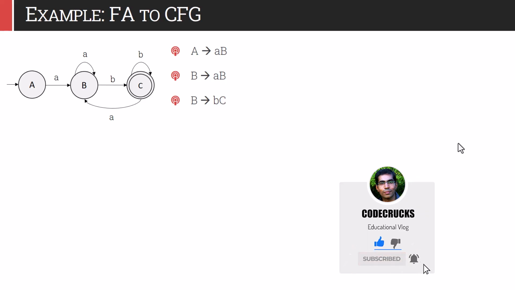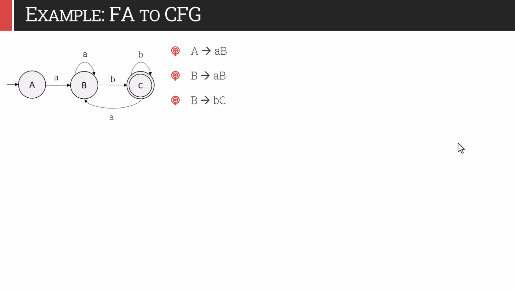Whenever a transition is leading to a final state, we also have to add one additional production. That will be simply B gives b. Whatever symbol we are reading while going to the final state, we add that symbol as a production. So from state B, if we read b, we are going to the final state, so in that case we have to add a third production.